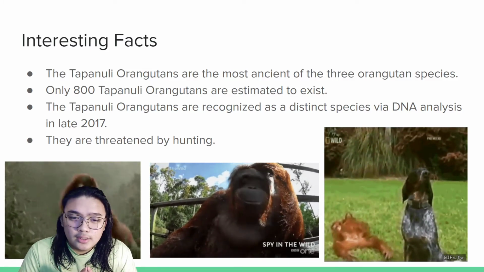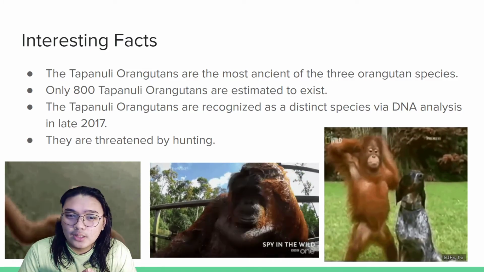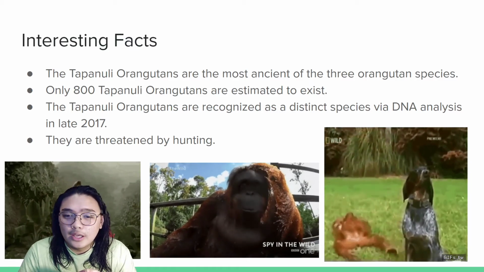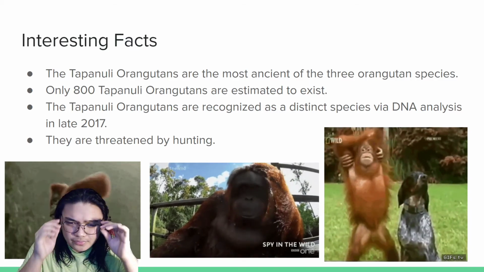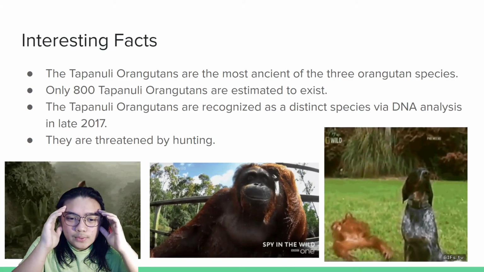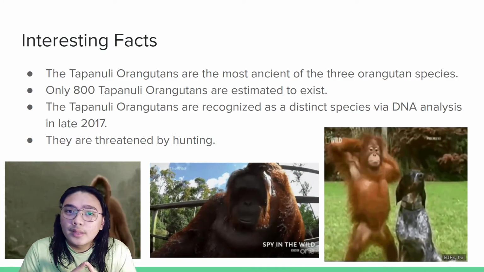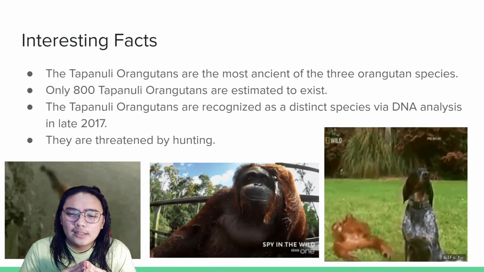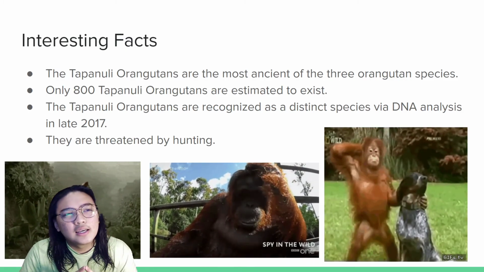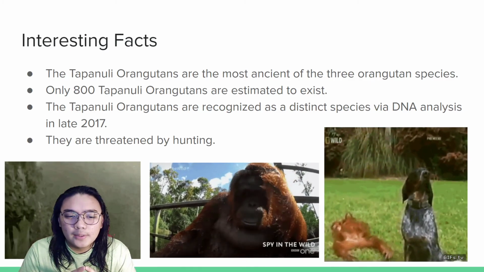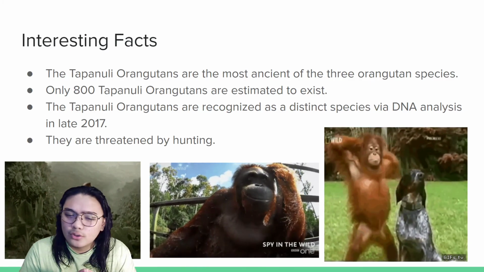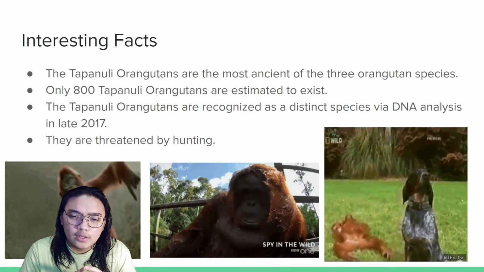They are threatened by hunting, which means that they're endangered because there's only 800 of them, and some people are trying to kill them. One other interesting fact is that in their habitat, I think some company, like a Chinese company, is trying to destroy their habitat and build some type of dam or structure in the area. That's why they're having a hard time right now also.